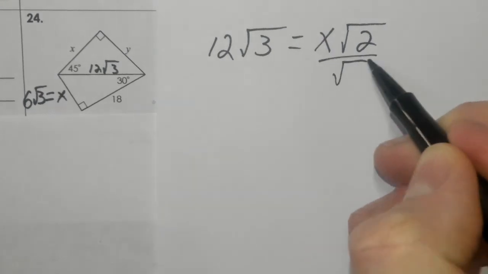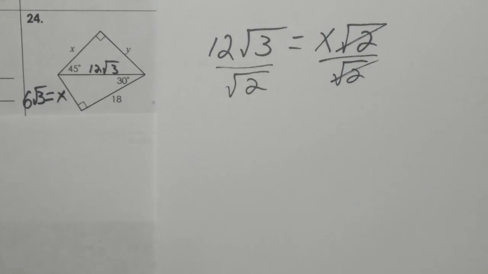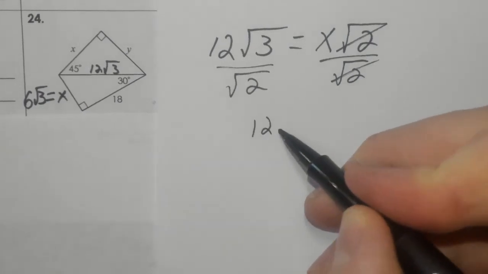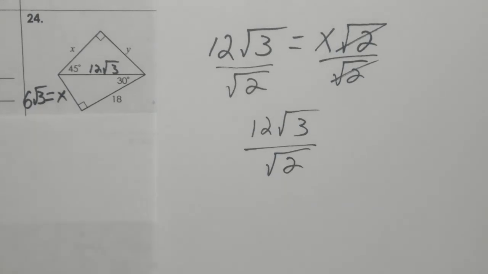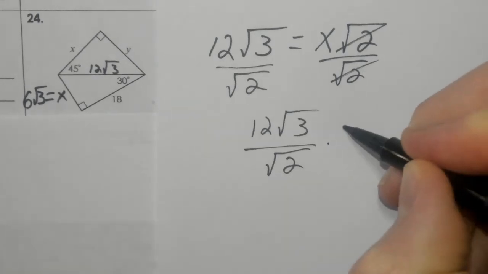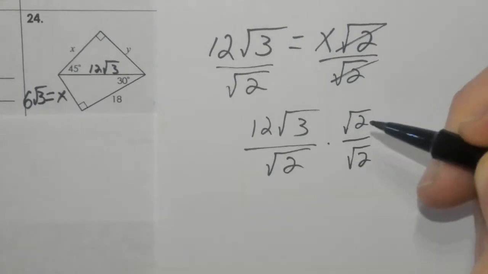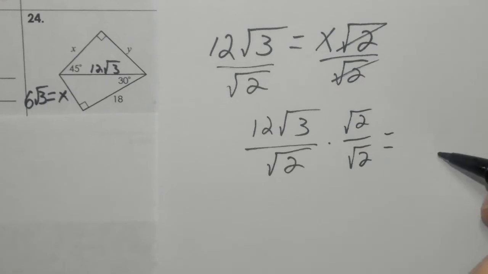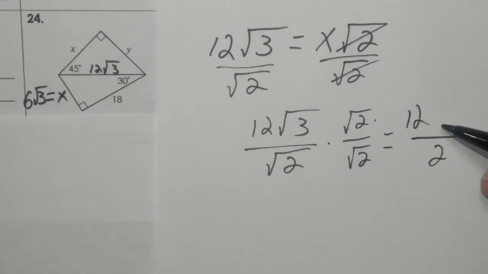So divide both sides by the square root of 2. It's that same strategy again. Those two cancel. So I have 12 square root of 3 over square root of 2. So now I just need to simplify. This is not in simplest form, so I will multiply again by square root of 2 because I want this radical to go away. Okay. So in the denominator I have 2. In the numerator I have 12. 3 times 2 is 6. So 12 times the square root of 6.